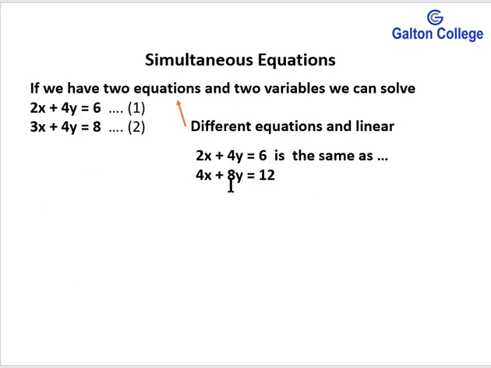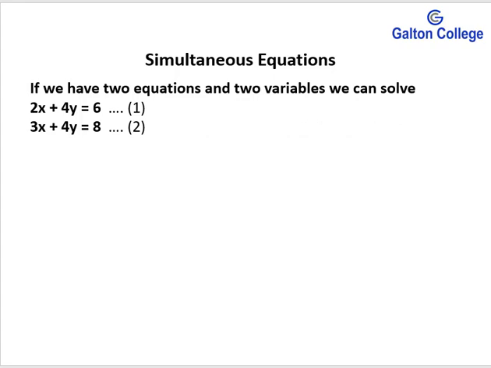So here, for example, we've got 2x plus 4y equals 6. Now, if I double this equation, 2x becomes 4x, 4y becomes 8y, and 6 becomes 12. That's the same equation, because we can reduce this one back to this one by simply dividing by 2. So there must be different equations.